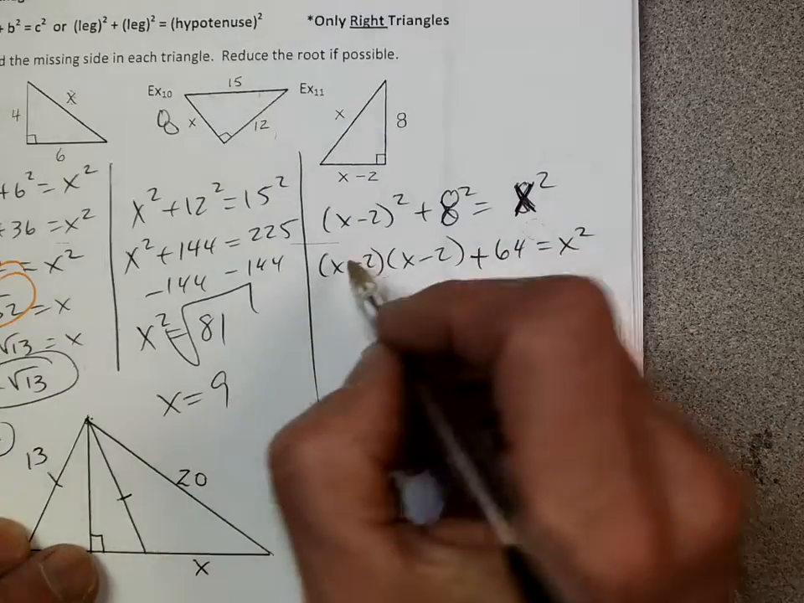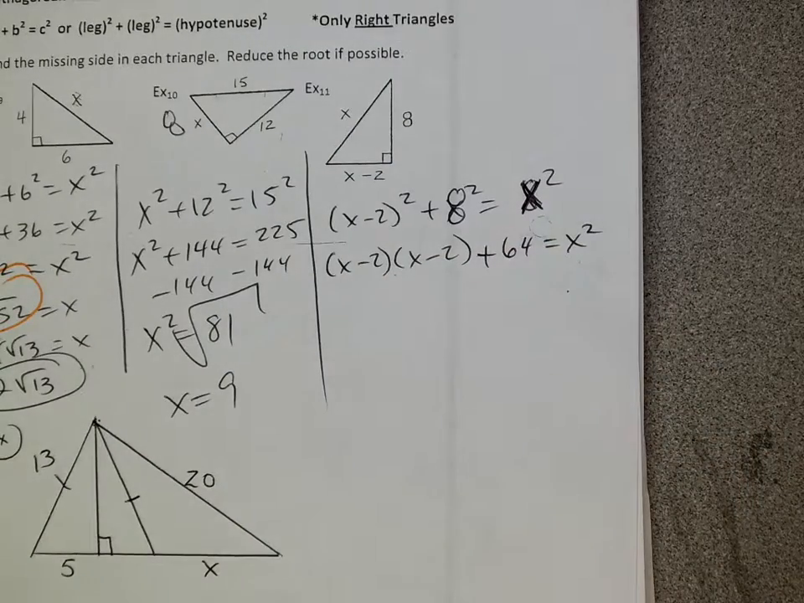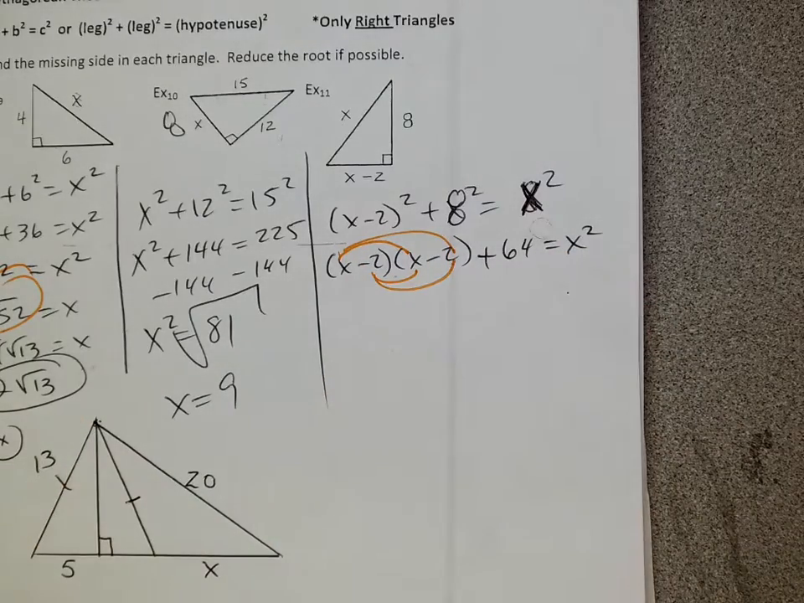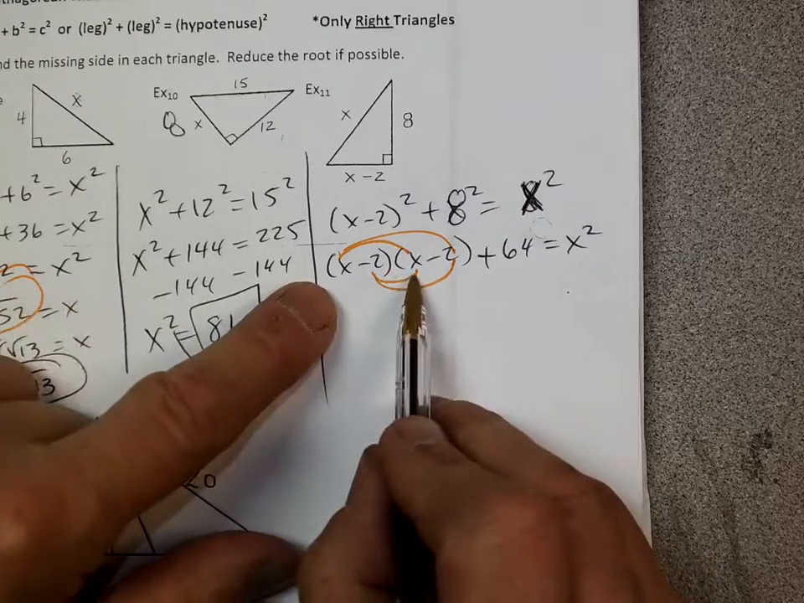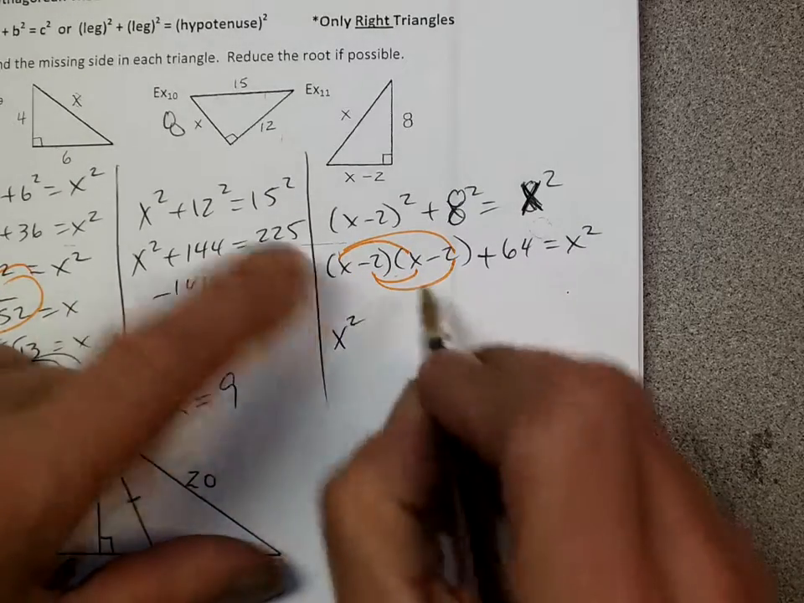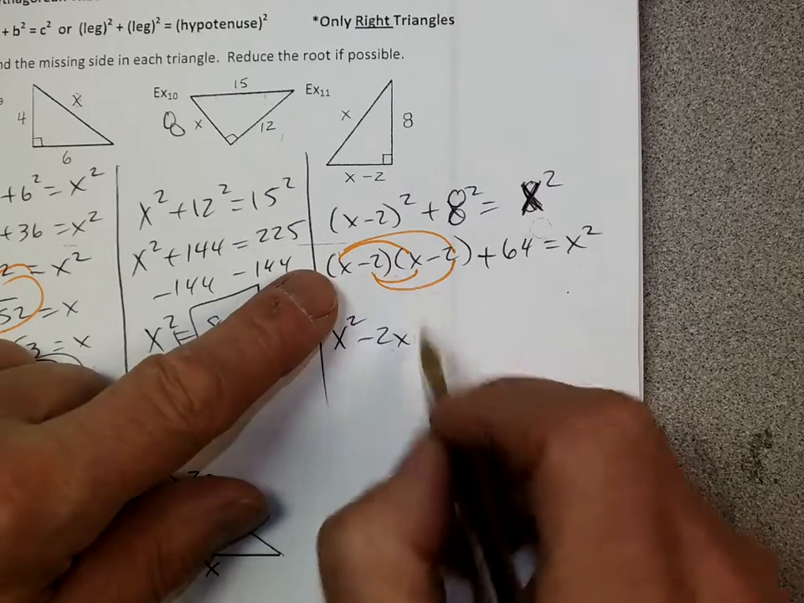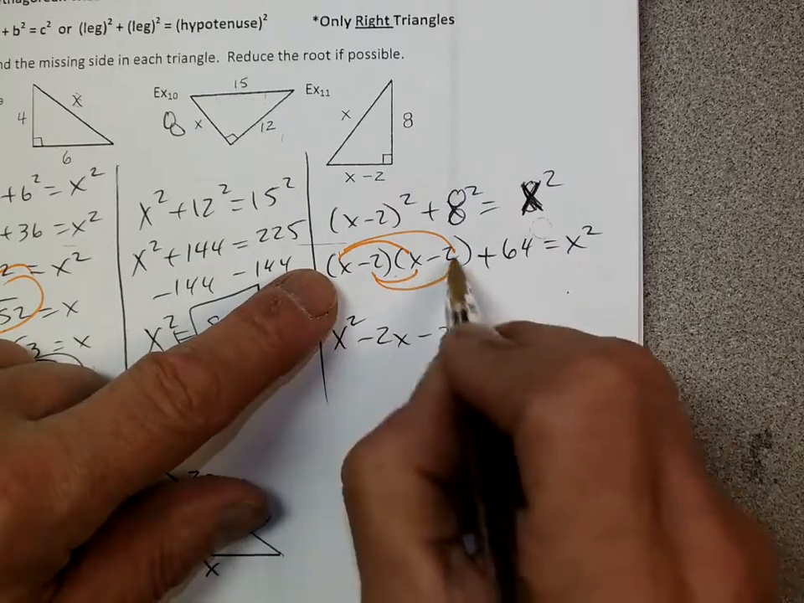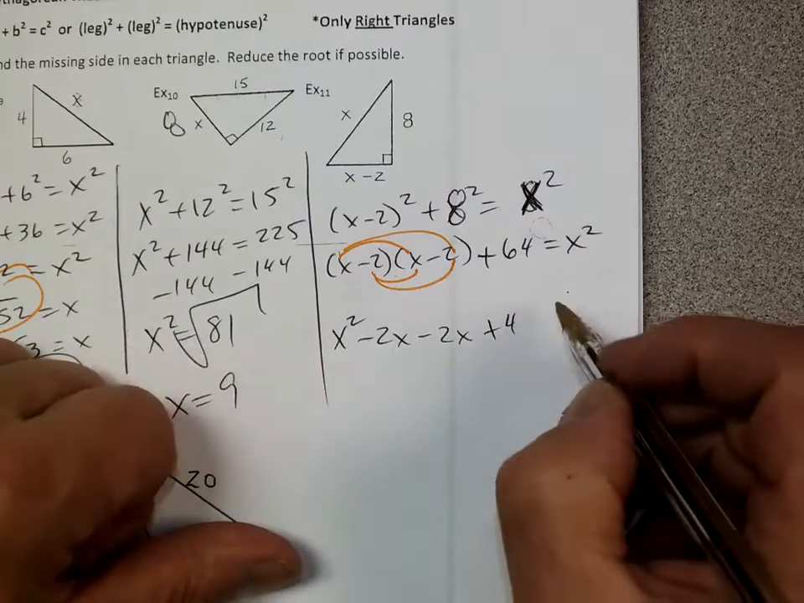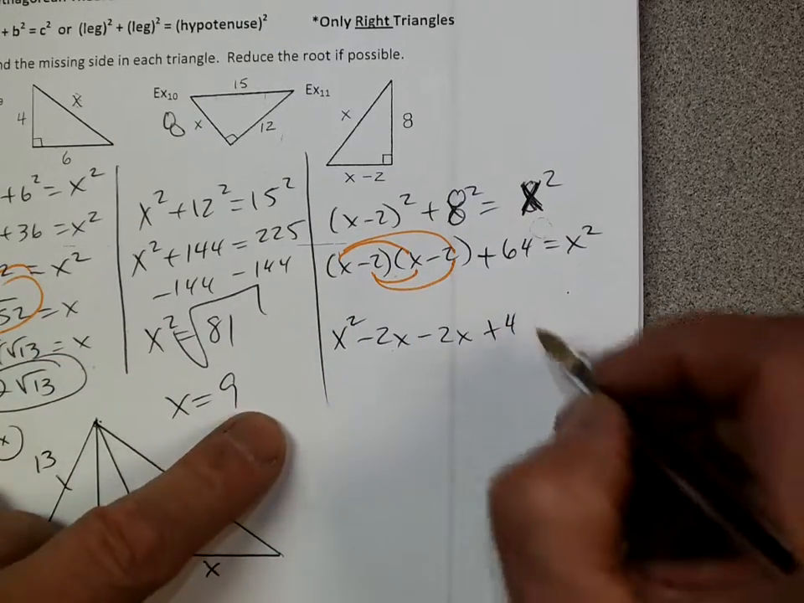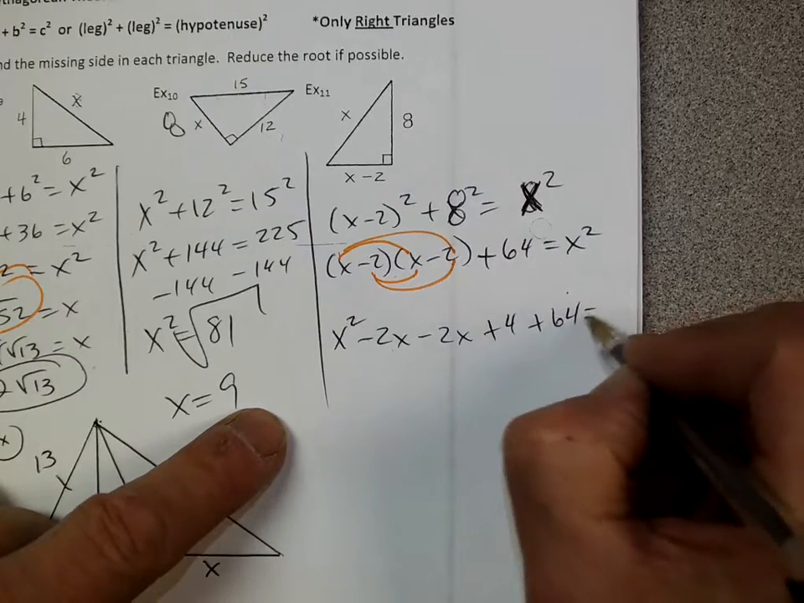Now, I'm going to FOIL. I'm going to go first, outside, inside, last. Remember how to FOIL? Okay, so I'm going to go x squared minus 2x minus 2x plus 4. How am I doing? x squared minus 2x minus 2x plus 4, plus 64 equals x squared.